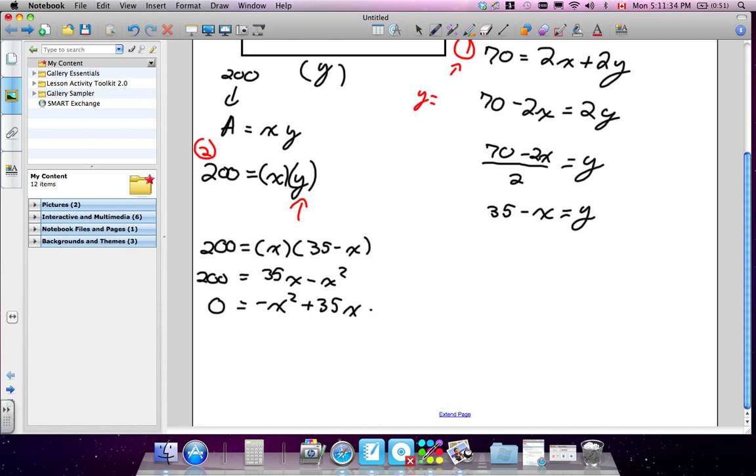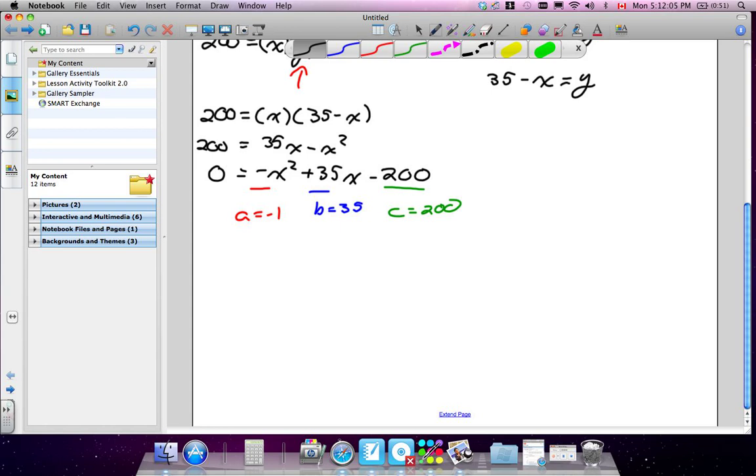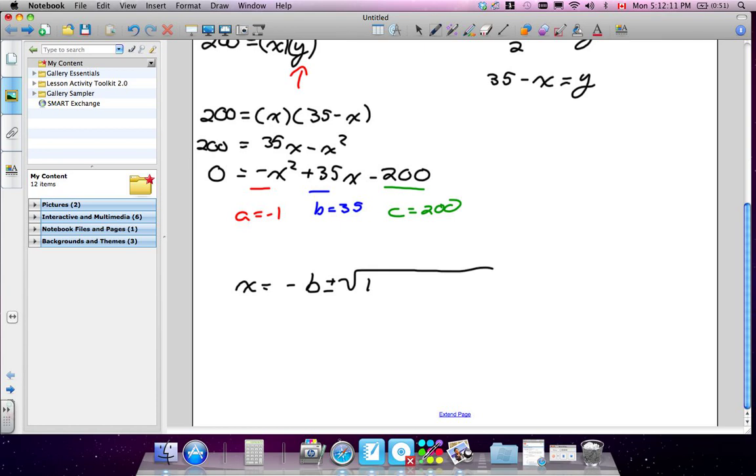Now, I can put this in the quadratic formula. So my a value is what? A is -1. B is 35. And C is -200. Okay, so we'll put this in our quadratic formula now. x is equal to negative b plus or minus the root of b squared minus 4ac, divided by 2a. Does that make sense so far?